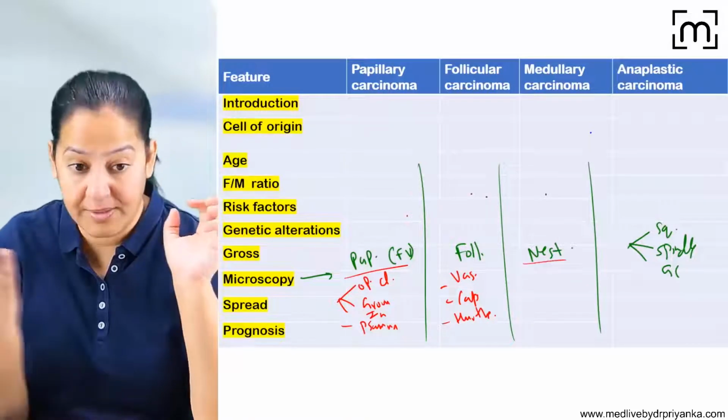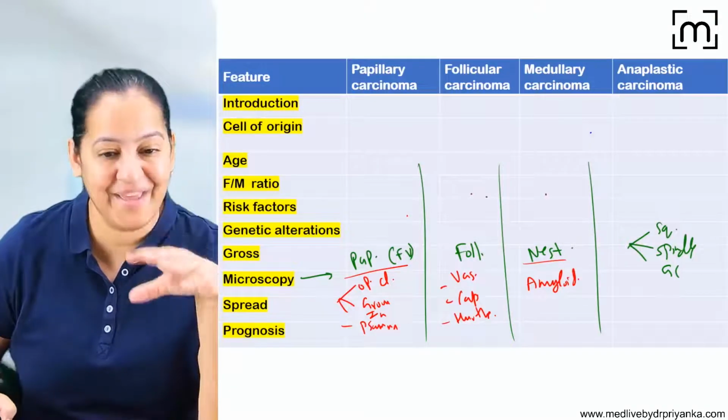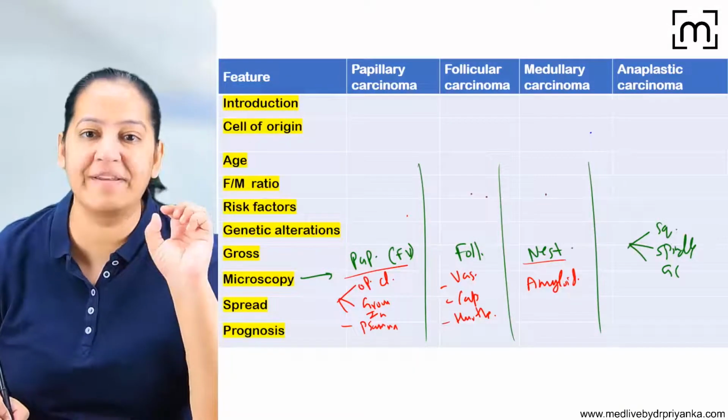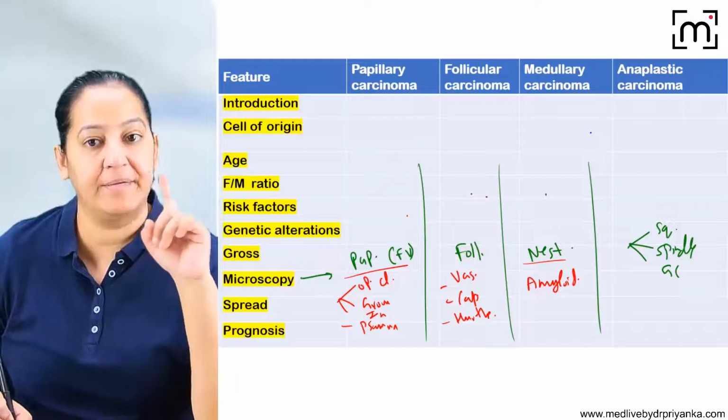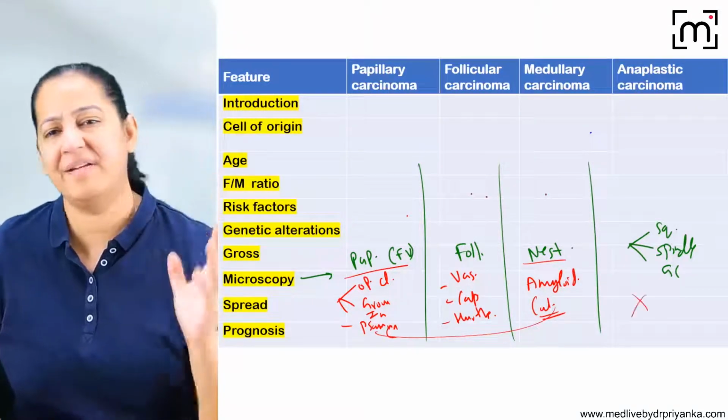Here, the background is important. The background contains pinkish material, that is amyloid. Pinkish acellular material, that is amyloid. You have to draw it in the diagram. And calcification is common, but it's not Psammoma like this, but calcification is common. And here nothing is important.